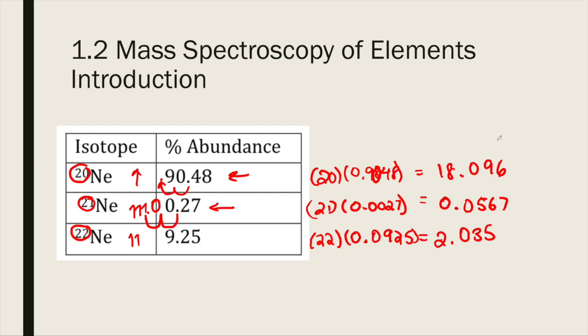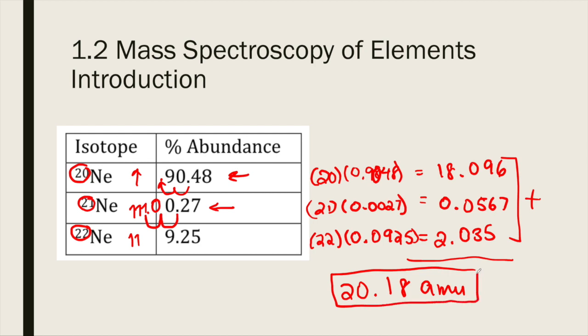Now, so here we found everything. Now, what we do is we take all these numbers and we add them. We add these, so I do my calculator. I do this, 18.096 plus 0.0567 plus 0.035, and I get 20.18 AMUs. So that's the average.